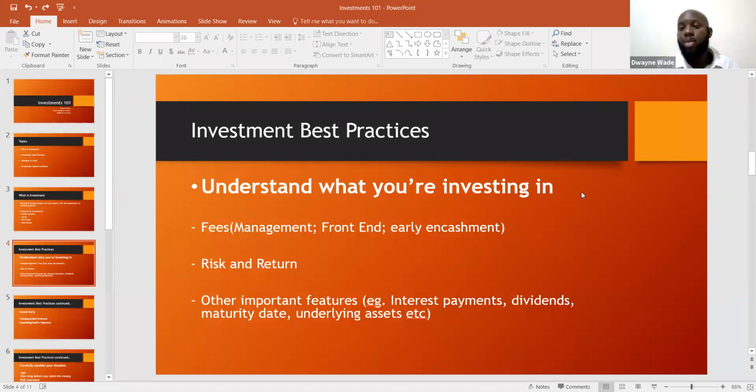We can know what to do with these interest payments if we get any, whether to reinvest or spend it on something else. These are things that we need to know. We need to know the features of the product as best as possible, right? Maturity date. Every bond has a maturity date. When it matures, you get back the principal amount, which we call the face value that you put in.